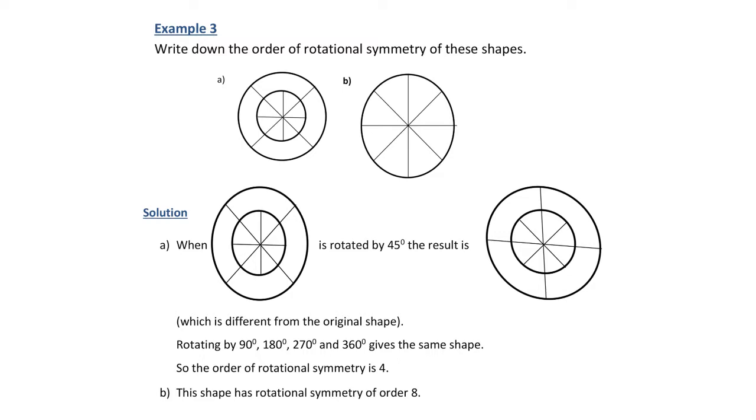And then the second shape, that shape has rotational symmetry of order 8. Every 45 degrees, it looks exactly like the original shape.